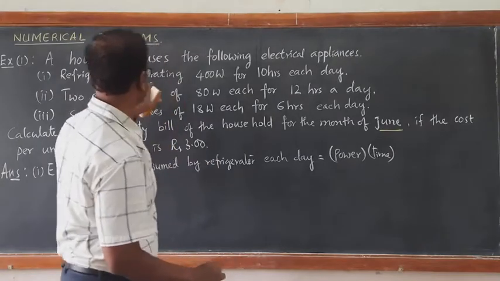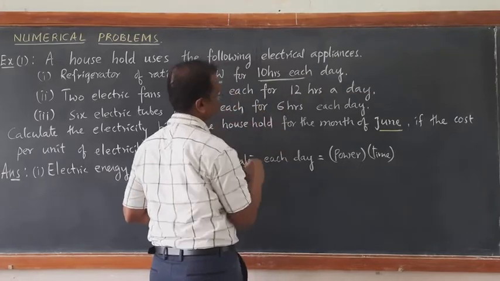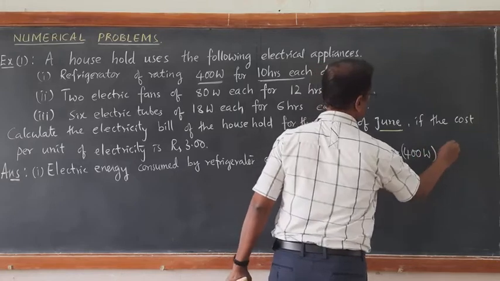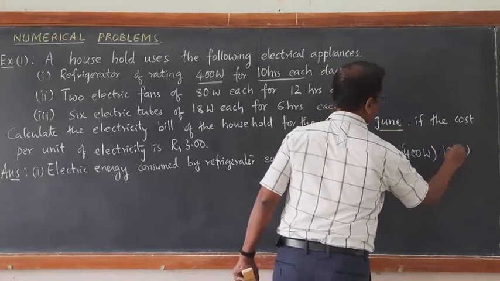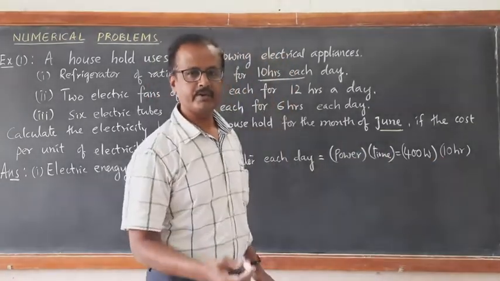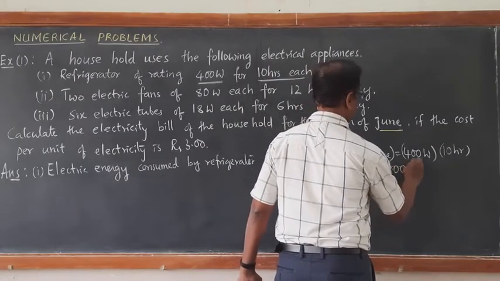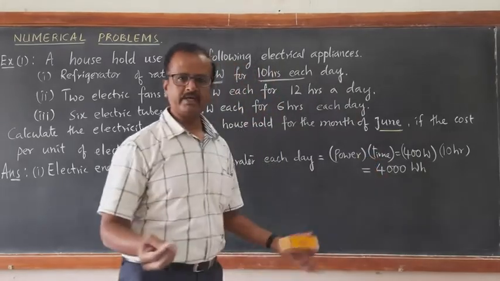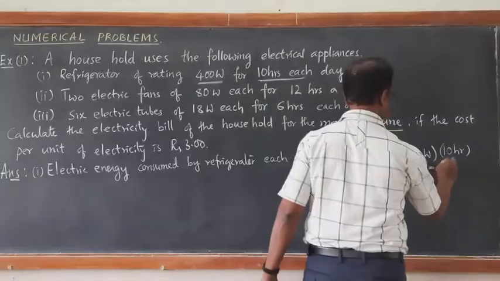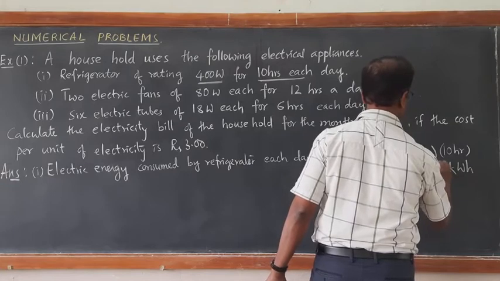Power is how much? It is given here, 400 watts, and time 10 hours. 400 watts into 10 hours. No need to convert it into joules, so that you directly get in terms of kilowatt hours. Easy to calculate. So it becomes 4,000 watt hours. 4,000 watt hours means 4 kilowatt hours. So this is for refrigerator per day.